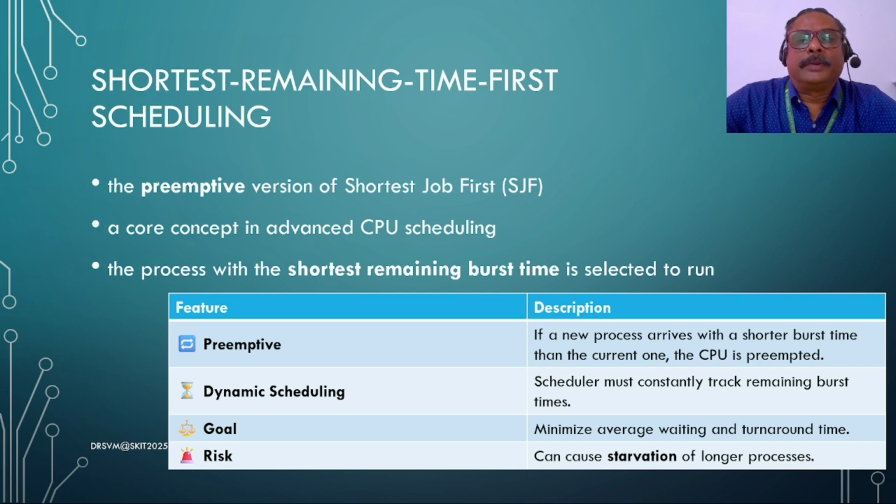Its properties: it's preemptive. So if a new process arrives with a shorter burst time than the one which is currently running, the CPU is preempted and the new process is given the chance. We need to have dynamic scheduling. The scheduler must constantly keep track of remaining burst times and keep adjusting them in ascending order, so that's a little overburdened. The goal is to minimize the average waiting time and the turnaround time. And yes, there is a risk of starvation if the processes are longer.